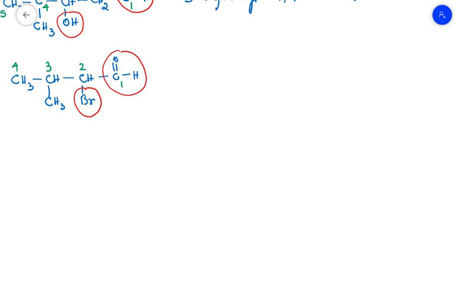But here we are having methyl, so between methyl and bromine alphabetically Br comes first, so therefore we write it as 2-bromo-3-methylbutanal.